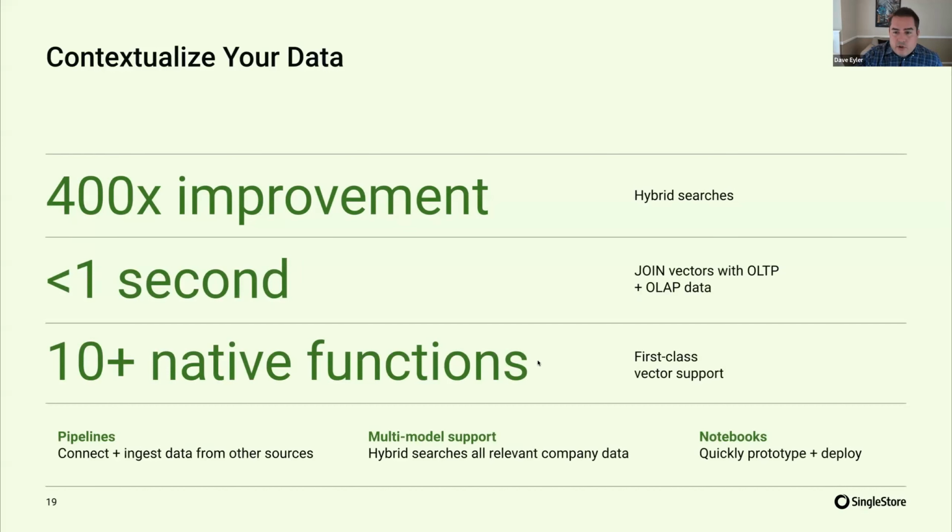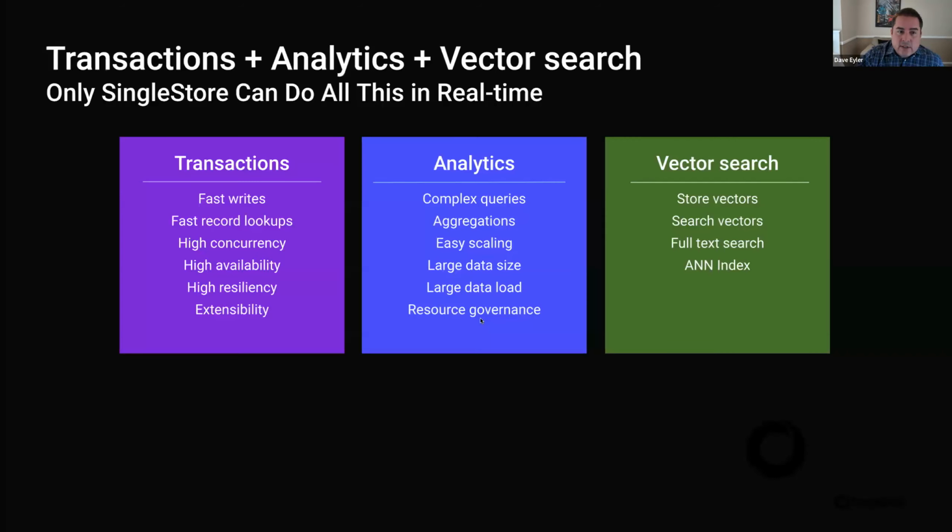We can do hybrid searches. We can join your vector search with OLTP and OLAP, and we've got first-class vector support, IVF, HNSW, all the algorithms you need in order to do your generative AI use case. So to summarize, you can get transactions, analytics, and vector search all in one place, all in real time. All of these boxes are things that there are specialty databases that only do. We can do all three.